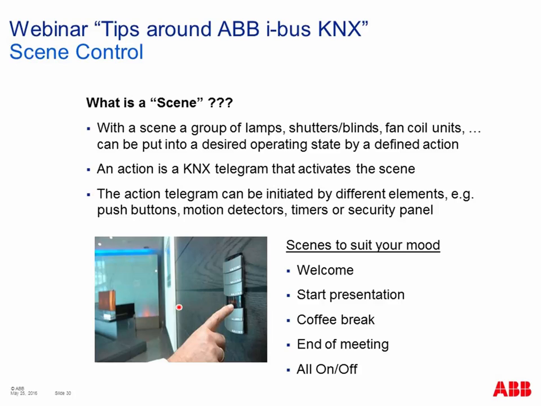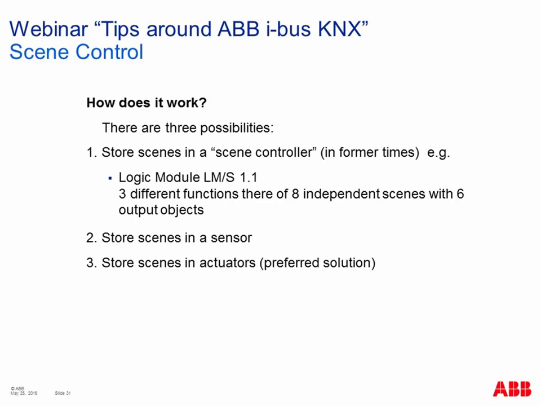So all these things can happen in a very comfortable way by using these different kinds of scenes. We have three possibilities to realize these scenes. The first one is we use another kind of scene controller. This was in the former times. At the beginning of the EIB KNX systems, we had the sensors, the actuators, and we needed additional logic like the scene controller. Today we can still use it by using our so-called logic module LM S.